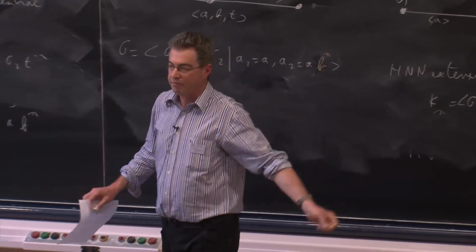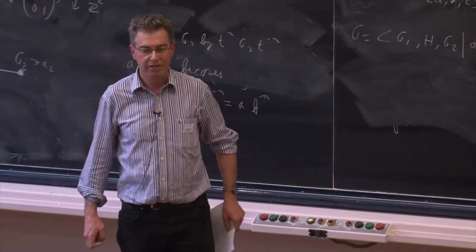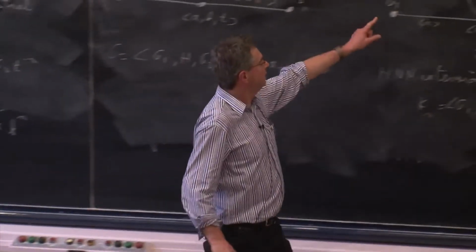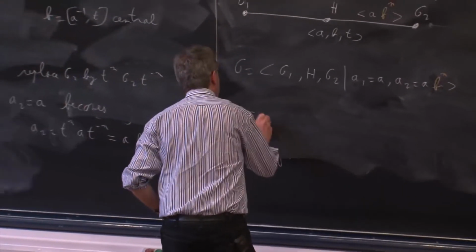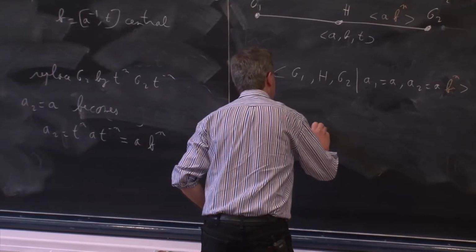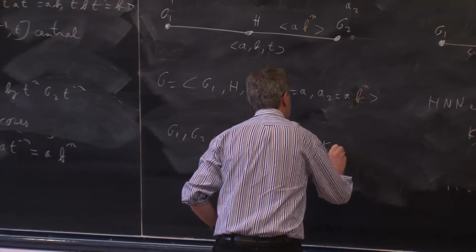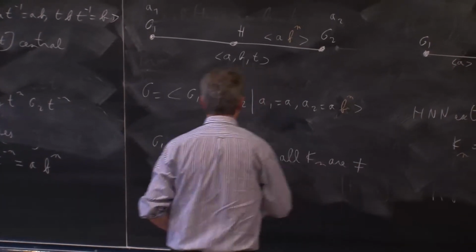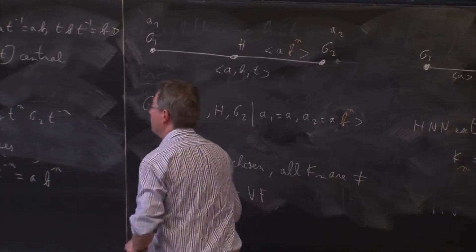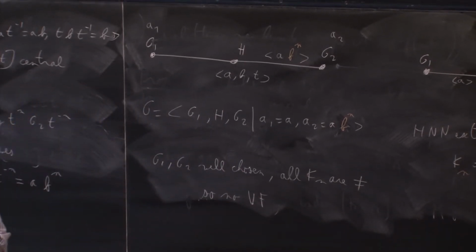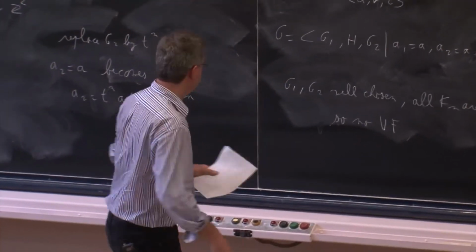And of course, to make this really happen, I need to choose G1 and G2 correctly. This can be done. So if G1 and G2 are well chosen, all groups Kn are different up to isomorphism, so there is no vertex finiteness. So I'm just going to take 30 seconds to state the theorem.